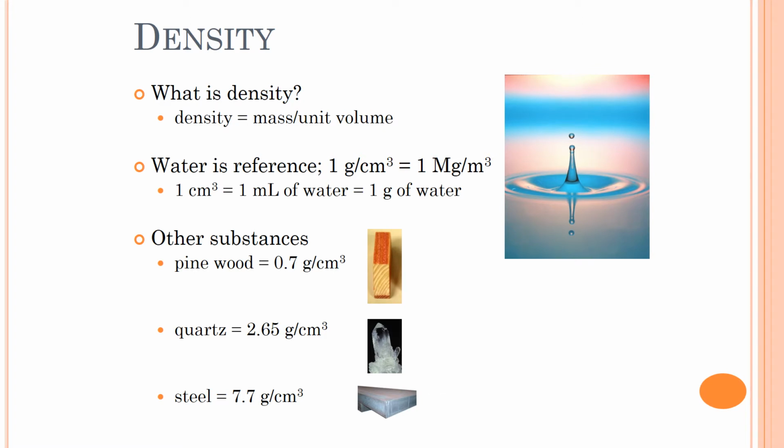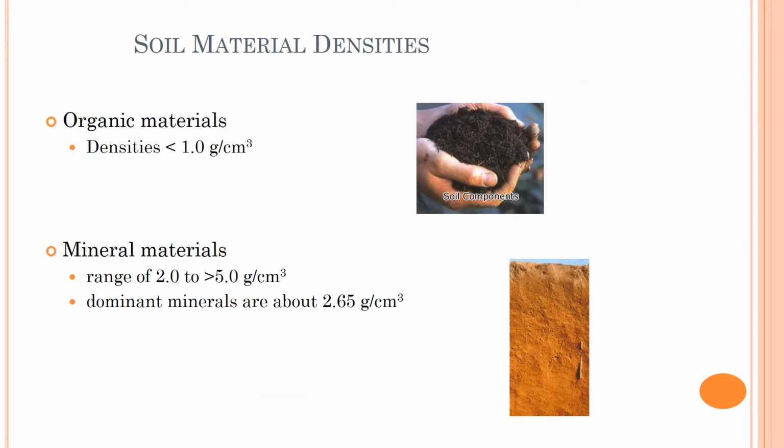Now, when we talk about density, we're talking about the mass per unit volume. So using water as a reference, we have 1 gram per centimeter cubed of density for water. Other examples include pine wood, which has about 0.7 grams per centimeter cubed, quartz, which has 2.65 grams per centimeter cubed, and steel, which is much denser, which has 7.7 grams per centimeter cubed density.